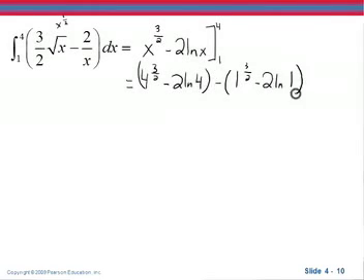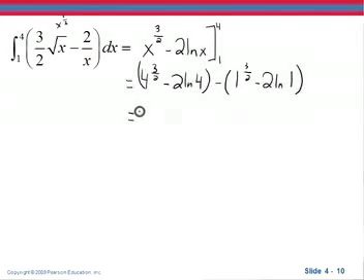Make sure that when you do your subtracting, you subtract the 1 to the 3/2 and you also subtract the negative 2 natural log of 1. You've got to make sure that the negative distributes through and changes both of the signs.